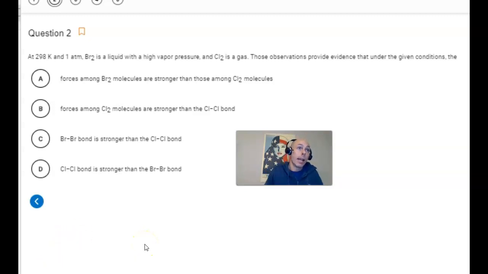And the answer is A. Those bromine molecules being in a liquid phase means they're held together more strongly than are the chlorine molecules. That's what's keeping them in the liquid phase at the same temperature. So the answer is A, definitely not B.